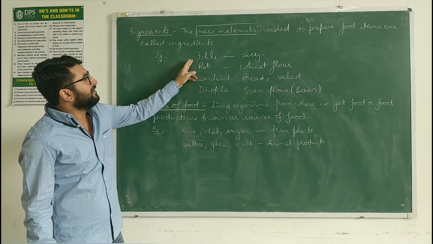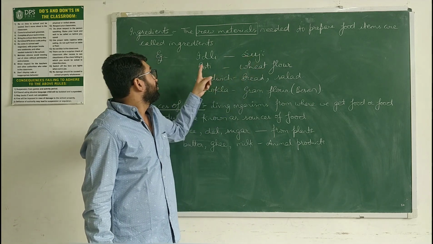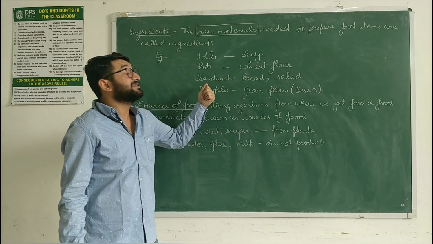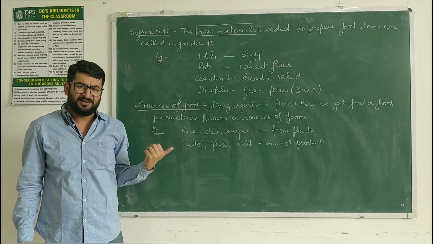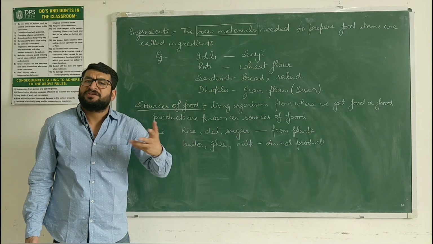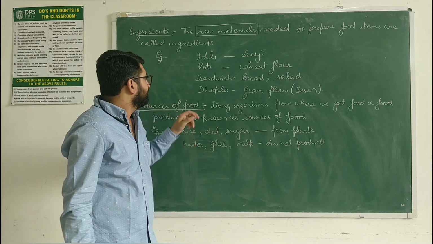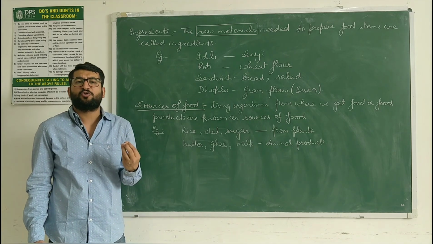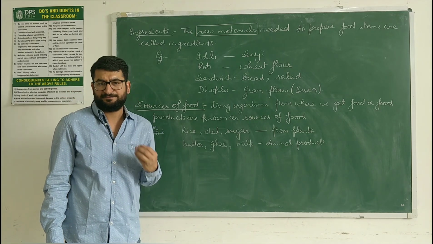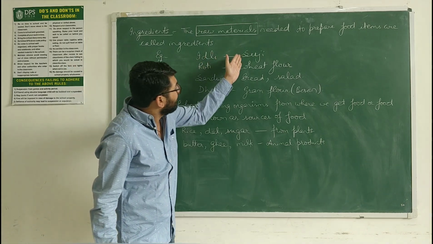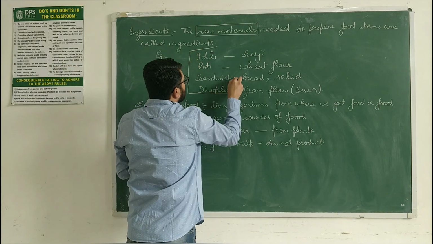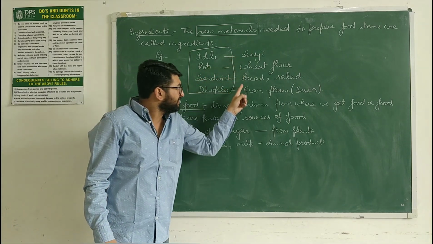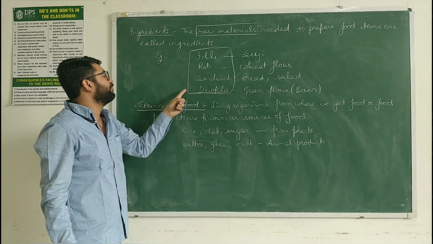For example, to prepare idli we require suji. To prepare roti or chapati we require wheat flour and water. To prepare sandwiches we require bread, salad, and mayonnaise if you want to pour it on. Dhokla is made from gram flour, besan. It is made by finely grinding chana dal. So these are the ingredients for the following food items. These are the raw materials which are required to prepare these food items.